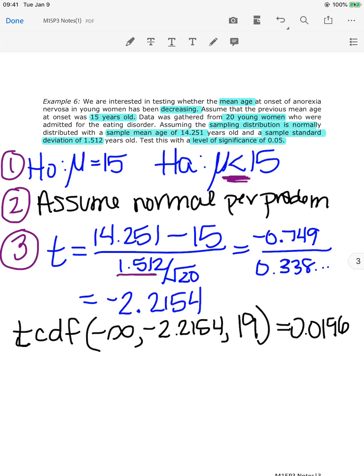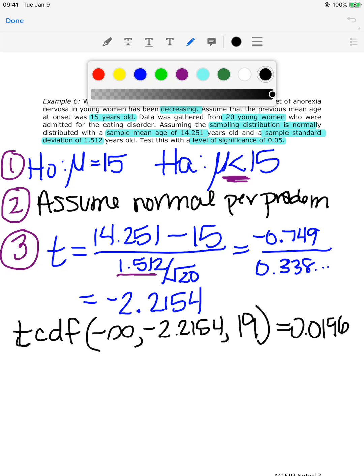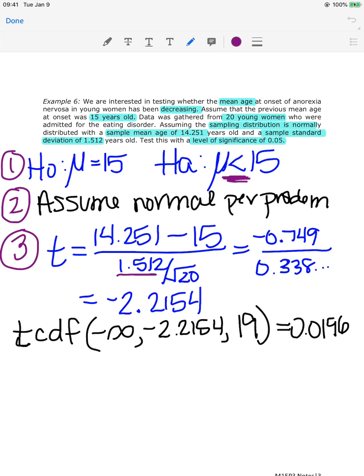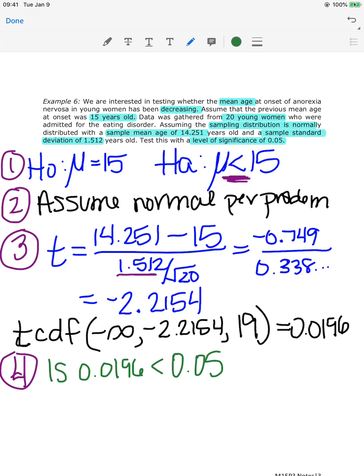So the probability that we got a mean age of 14.251 is 0.0196. So we need to know, is this probability too small? Step 4. Is 0.0196 less than alpha, your level of significance? This is the only place alpha comes in, when we're doing that comparison at the end.